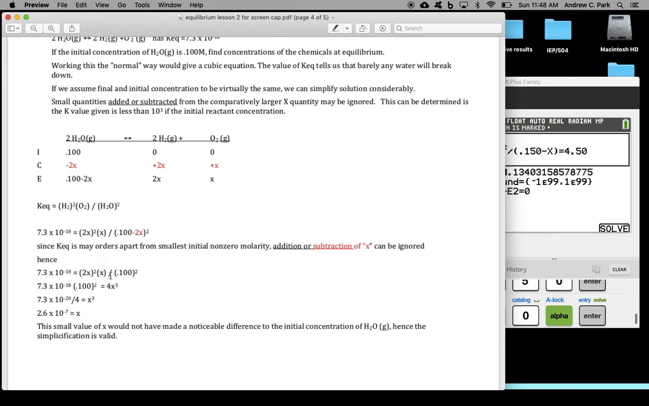But the simplification only happens when there's an addition or subtraction of x to a quantity, like we're modifying this quantity 0.1. You can't ignore these, right? These have to be there because you need a value. They're actually being multiplied and divided. You have to have them there so you can solve for them. The simplification is only when you add or subtract within parentheses.